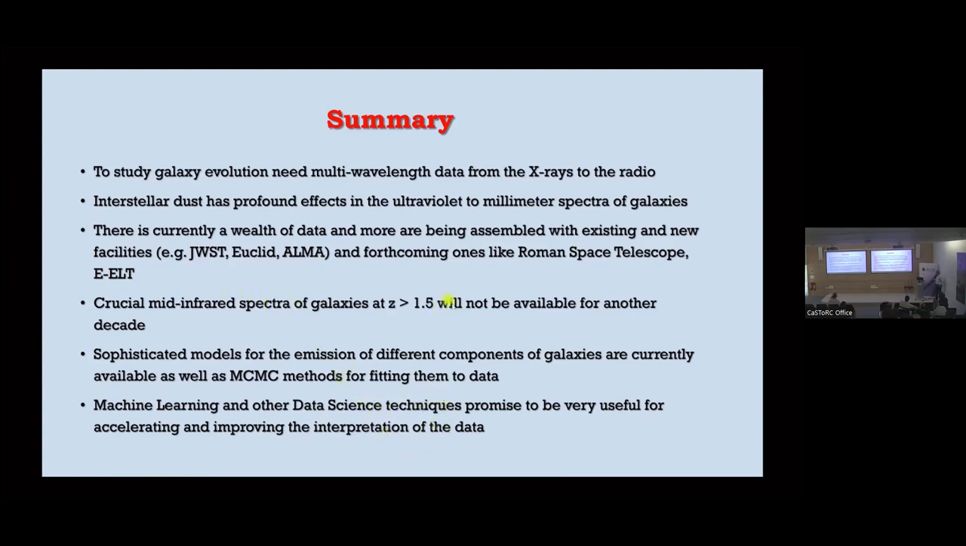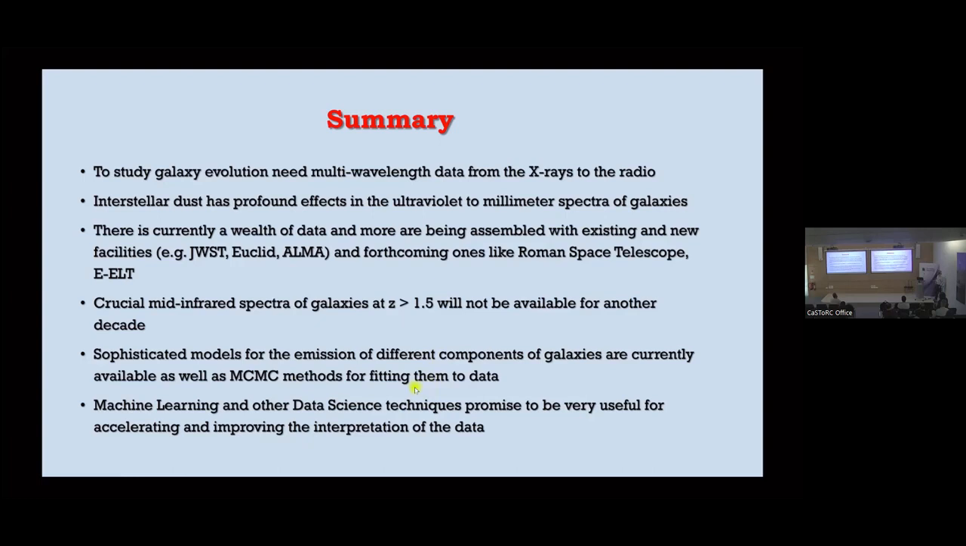ALMA is the big interferometer in Chile, which keeps on producing new data. There is a mission planned by NASA called the Roman Space Telescope, designed to launch in 3 or 4 years. This is again similar to Euclid. And there are telescopes like ELT, the 40-meter telescope being built by ESO in Chile. Unfortunately, as I said, we will not have a telescope which will give us mid-infrared spectra of galaxies at z greater than 1.5 for at least a decade. There are a couple of telescopes being talked about, with no commitment yet by either NASA or ESA. There was a plan by ESA to launch a satellite like this.